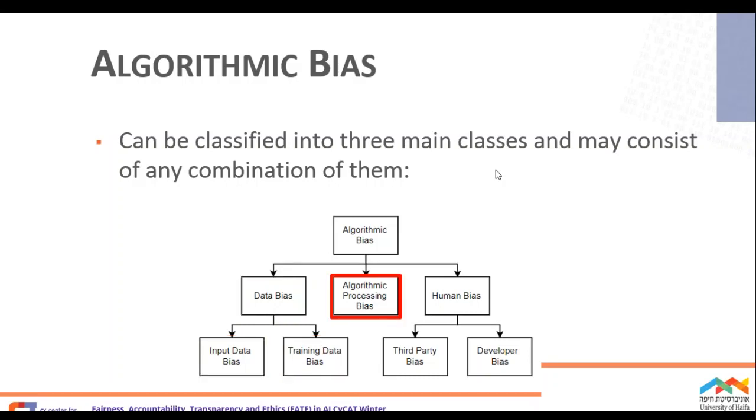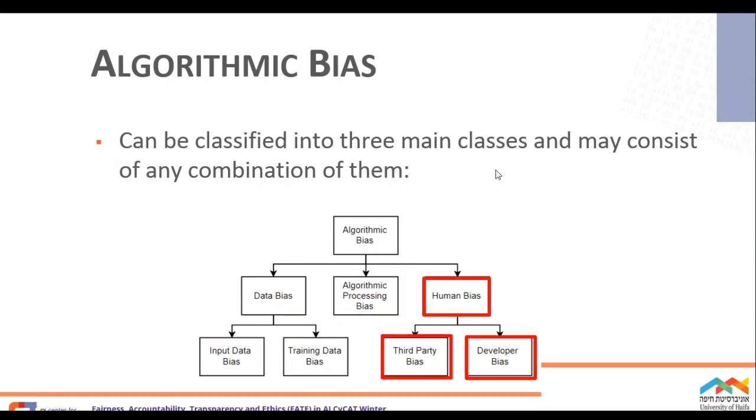Another aspect is the algorithmic process itself. The algorithm is the result of a programming process. The algorithm itself may be wrongly programmed, may have errors, may cause bias just by its processing. So this is another source that we may consider as a bias.